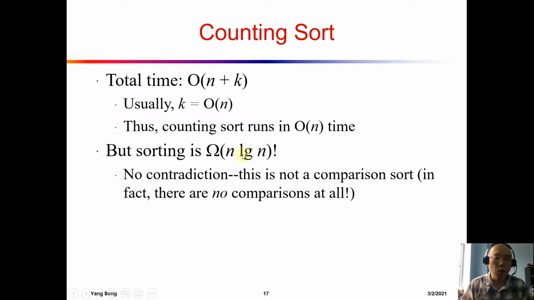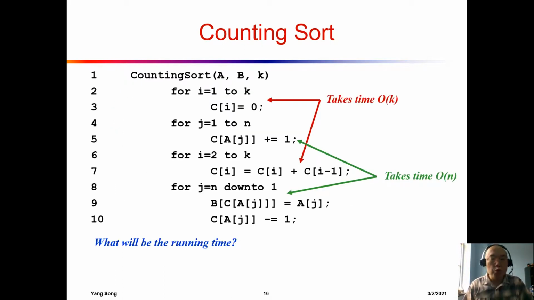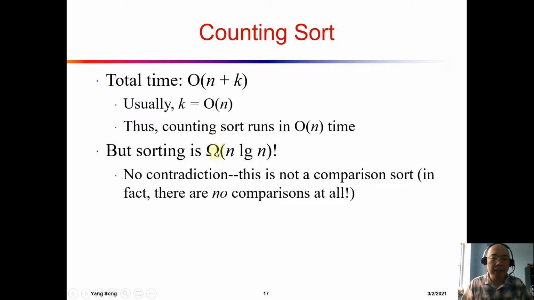The answer is no, because when we say the sorting algorithms are Omega(n log n), we are only talking about comparison sorts. How about the counting sort? In the code of the counting sort, do you see any greater than, smaller than, greater or equals, smaller or equals? No, right? We don't see any of those comparisons. So this counting sort is not a comparison sort. Since it is not a comparison sort, we are able to do even better than Omega(n log n).